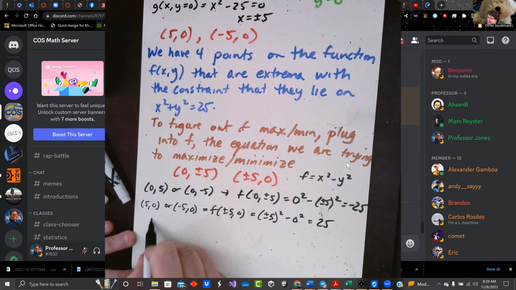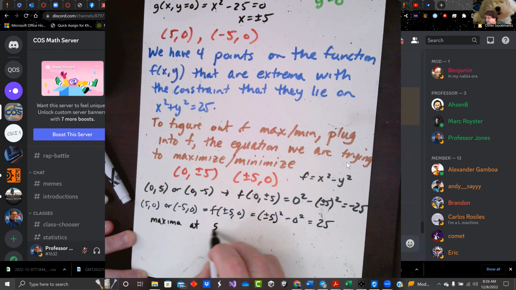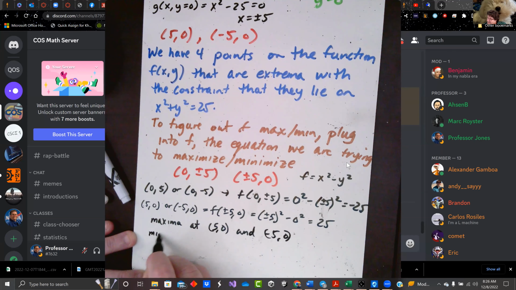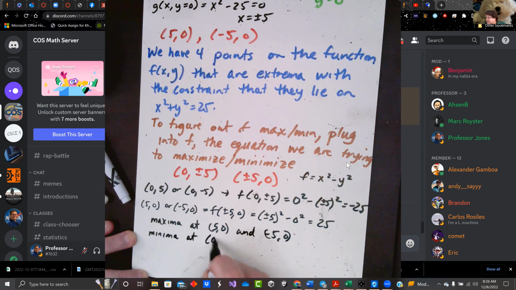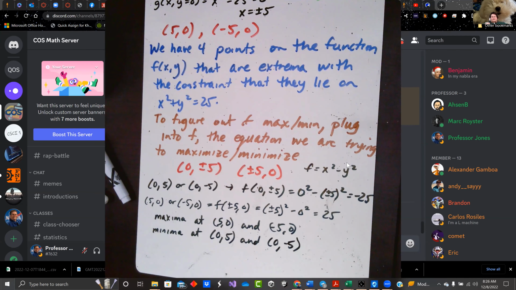So we have maxima at 5, 0 and negative 5, 0, and minima at 0, 5 and 0, negative 5, when we have those constraints. If the constraints change, this entire thing changes.